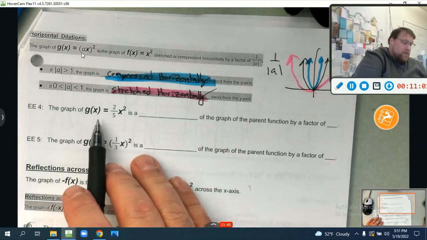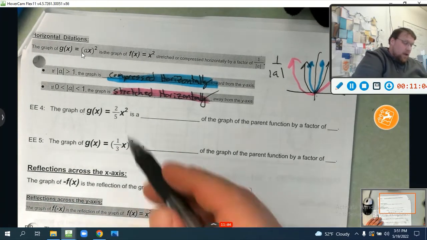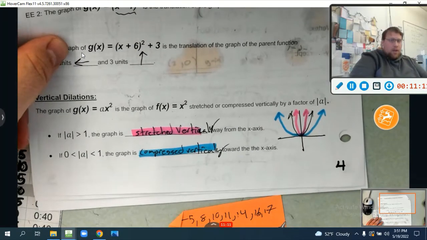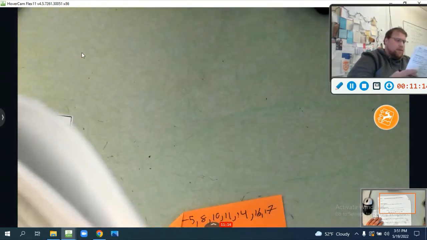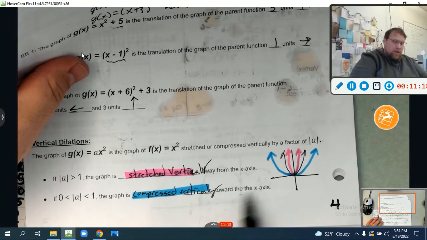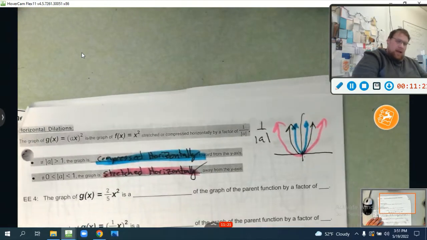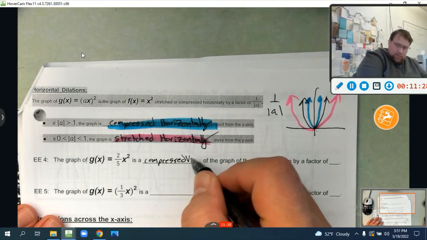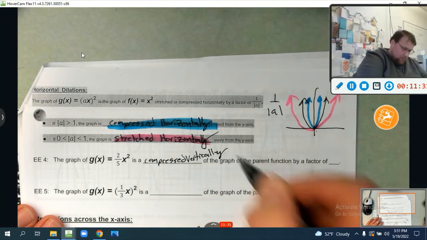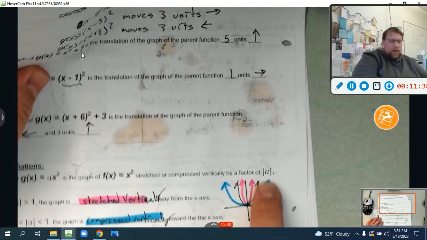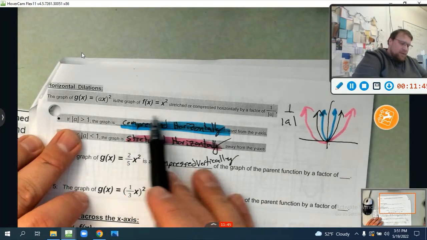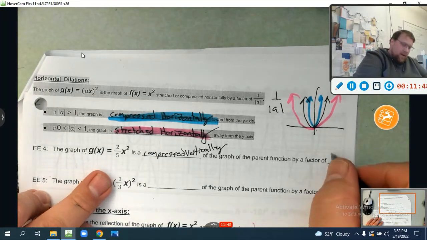Okay, so now let's look. The graph of g of x equals 2/5 x squared. Notice no parentheses. So we know that this is a vertical dilation. And that 2/5 is right here, which means it's going to be compressed vertically, so it's going to widen out. It is compressed vertically of the graph of the parent function by a factor of the absolute value of a, and the absolute value of 2/5 is just 2/5, so it's by a factor of 2/5.